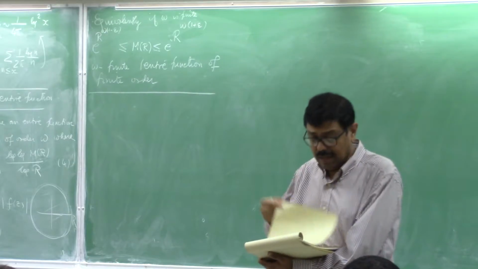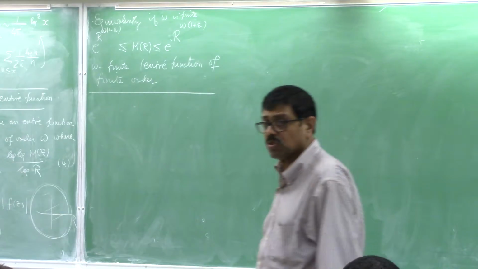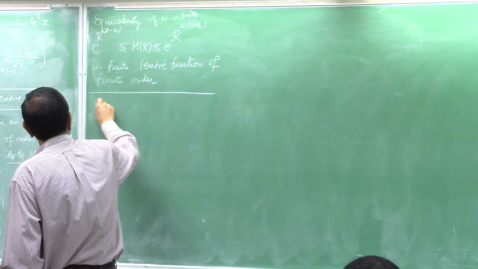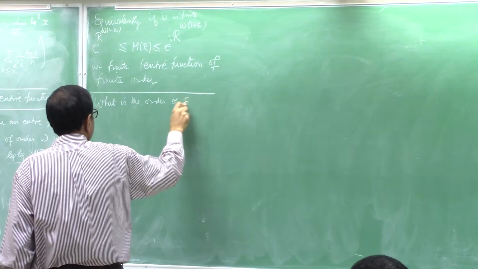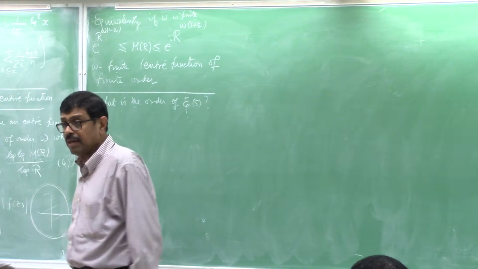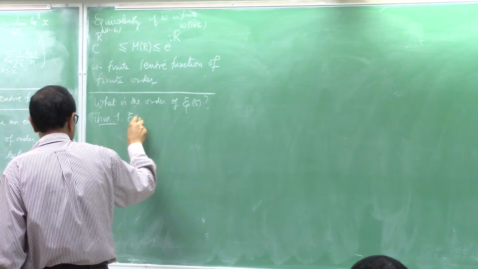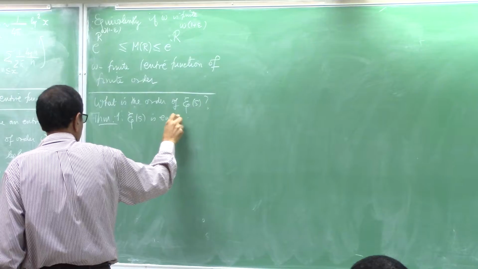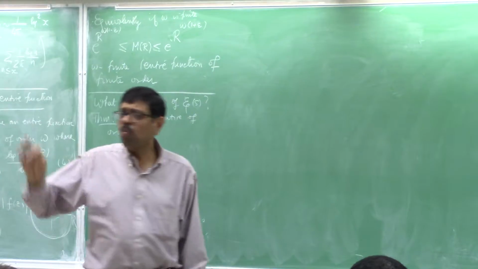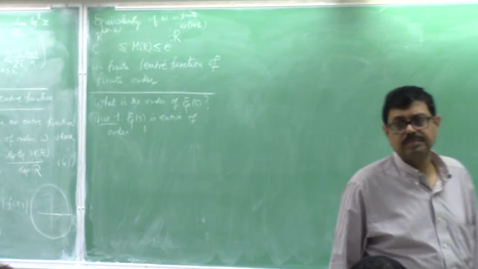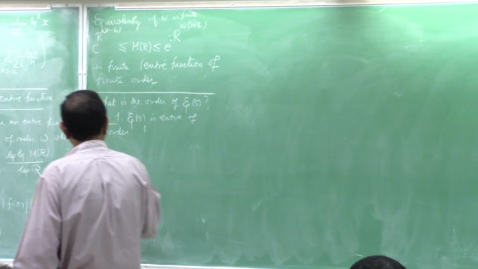So having said that, let us look at the order of the C function. So what is the order of the C function? Okay. So theorem, C of S is entire of order 1. So that means you have to only do 1 plus epsilon, 1 minus epsilon. That's what it means in terms of order. So C of S is an entire function of order 1. So proof.